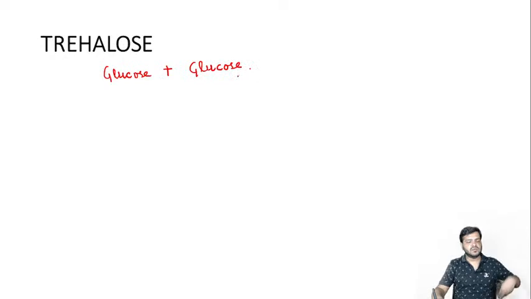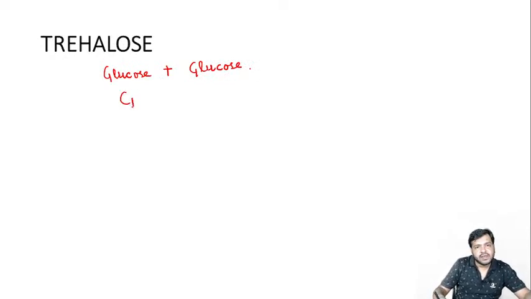Meanwhile, I'm just writing about trehalose, as one of you rightly said, it is glucose plus glucose. Basically, carbon 1 of glucose is linked with the carbon 1 of glucose, and it is a carbon 1 to 1 linkage, and remember it is a non-reducing sugar.